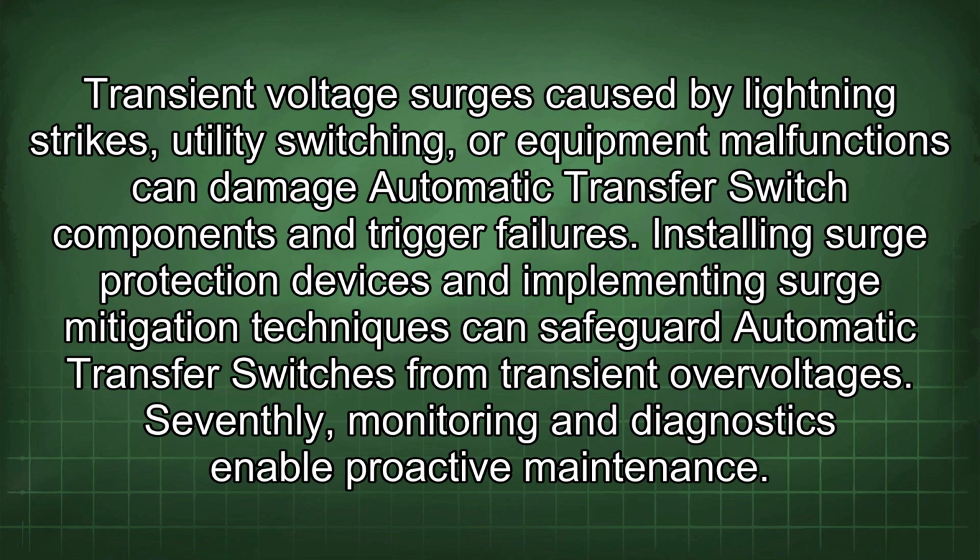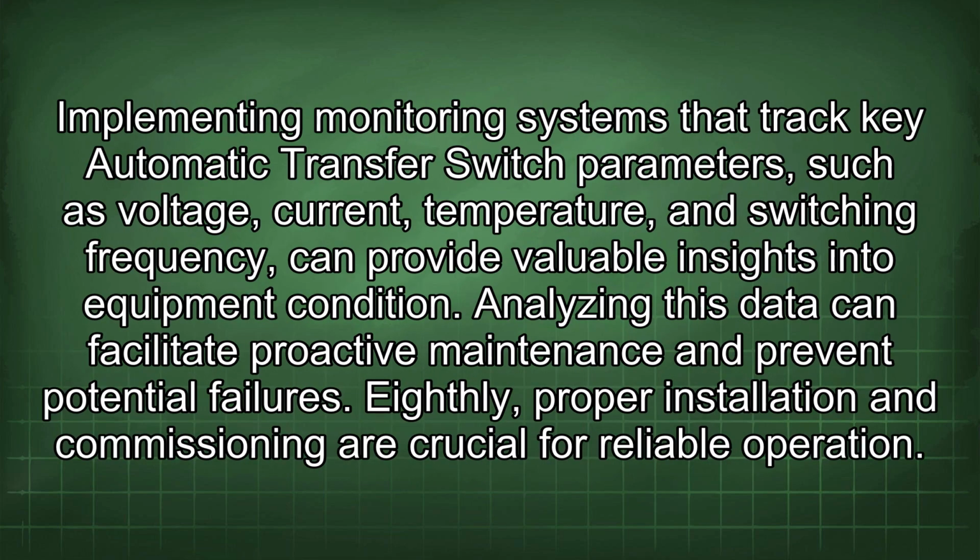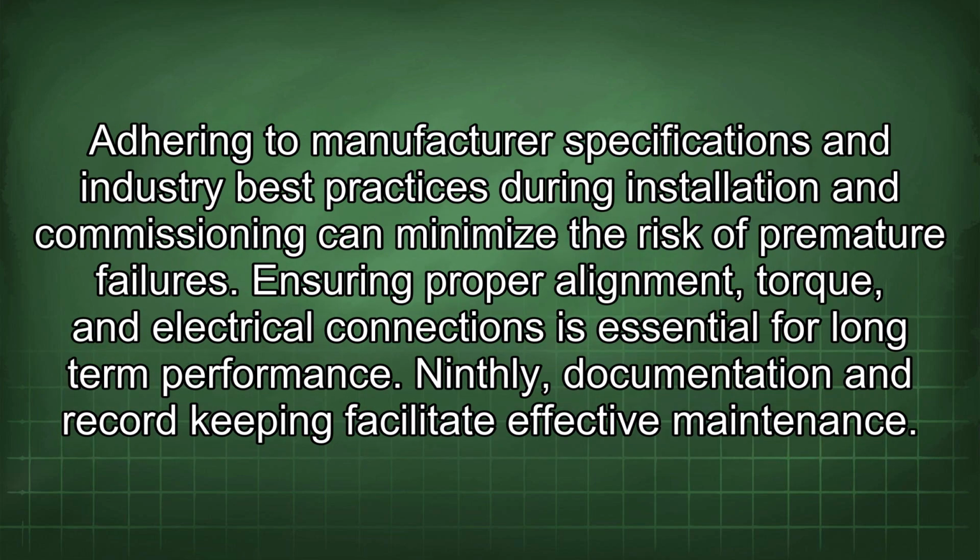Seventhly, monitoring and diagnostics enable proactive maintenance. Implementing monitoring systems that track key automatic transfer switch parameters, such as voltage, current, temperature, and switching frequency, can provide valuable insights into equipment condition. Analyzing this data can facilitate proactive maintenance and prevent potential failures. Eighthly, proper installation and commissioning are crucial for reliable operation. Adhering to manufacturer specifications and industry best practices during installation and commissioning can minimize the risk of premature failures. Ensuring proper alignment, torque, and electrical connections is essential for long-term performance.